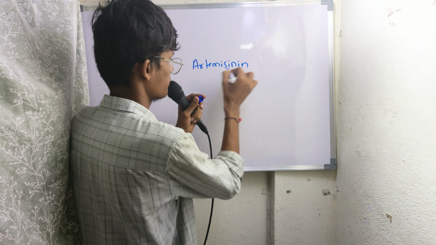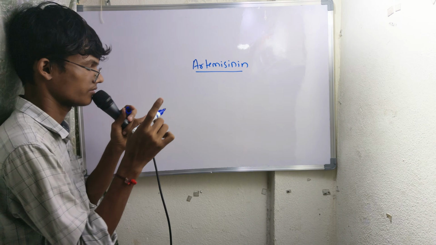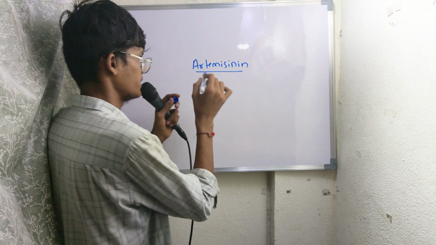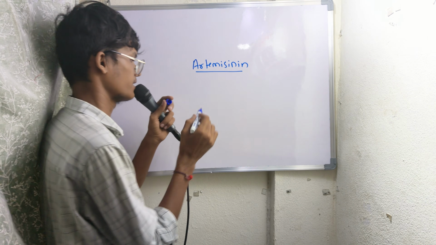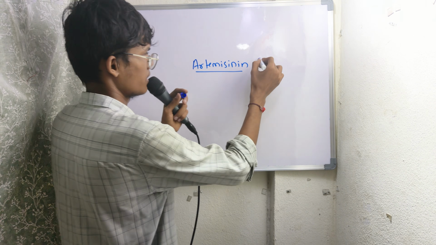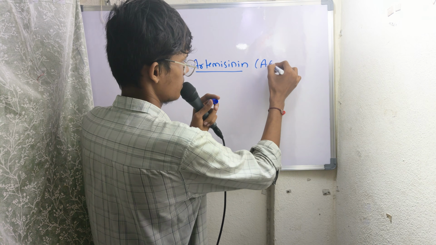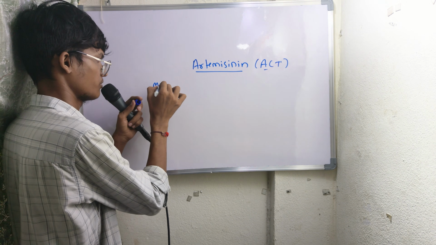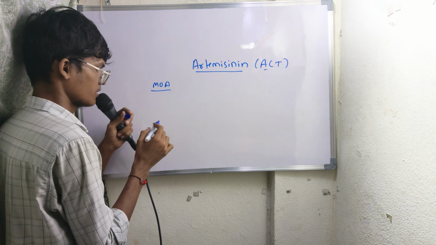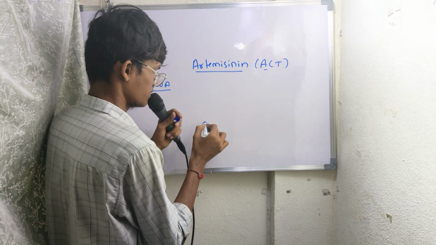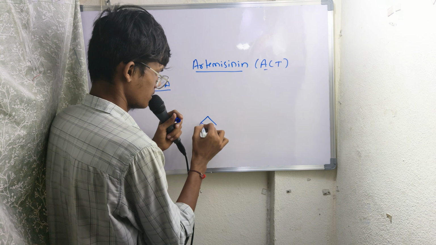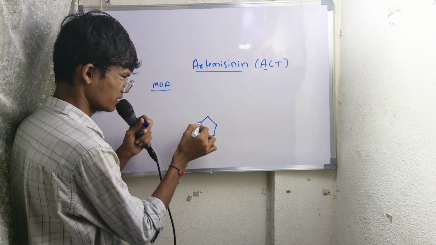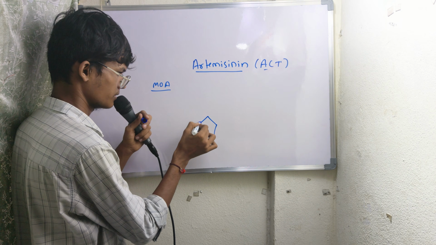artemisinin. See, remember first one thing, that this artemisinin is never given alone. It is combined with some other antimalarial drug. We'll also know about artemisinin based combination therapy in the end, but now we'll know about the mechanism of action of artemisinin. In artemisinin, there is a special structure, that is the endoperoxide bridge.